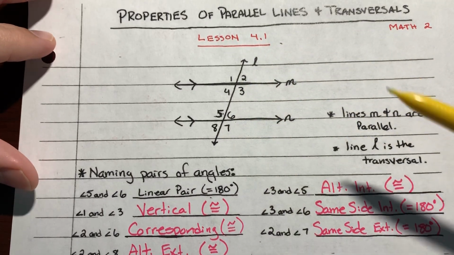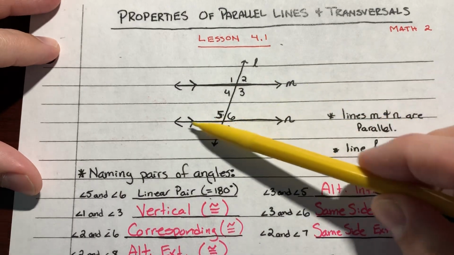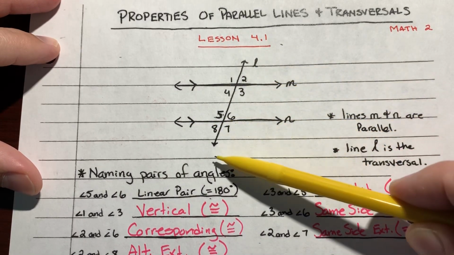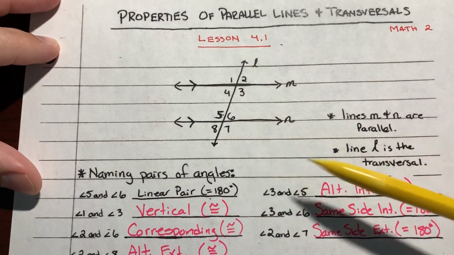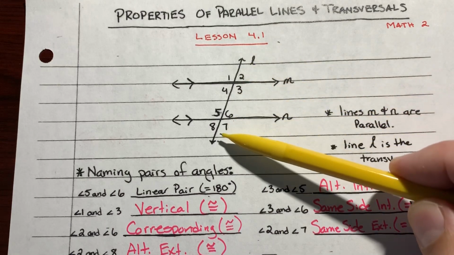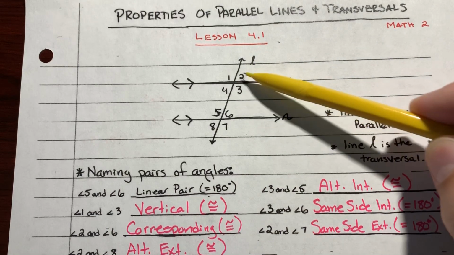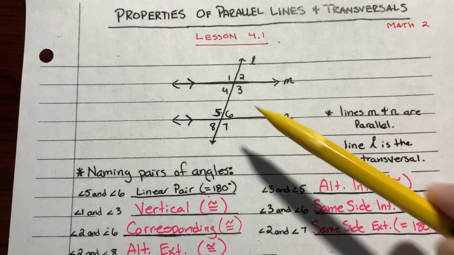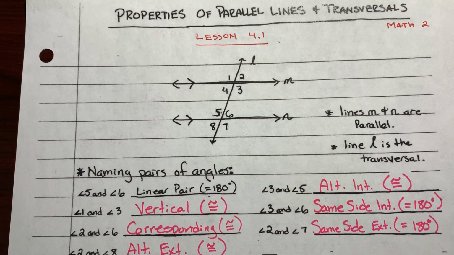So you can see off to the side here that lines M and N are the parallel lines, where line L is the transversal. It's the one that cuts through the parallel lines. So when that transversal cuts through the lines, it causes all these angles to appear. We've got 8 different angles. You also have to recall some older information.